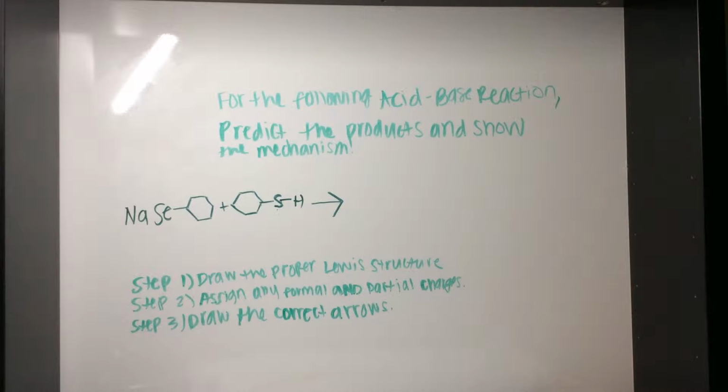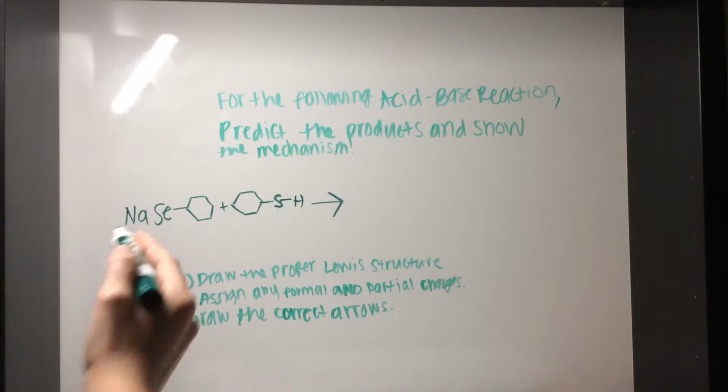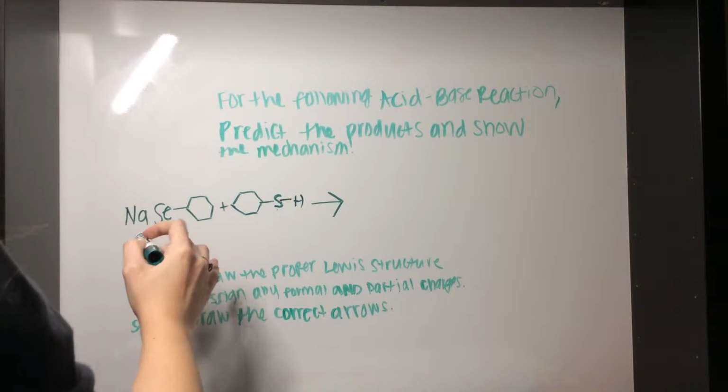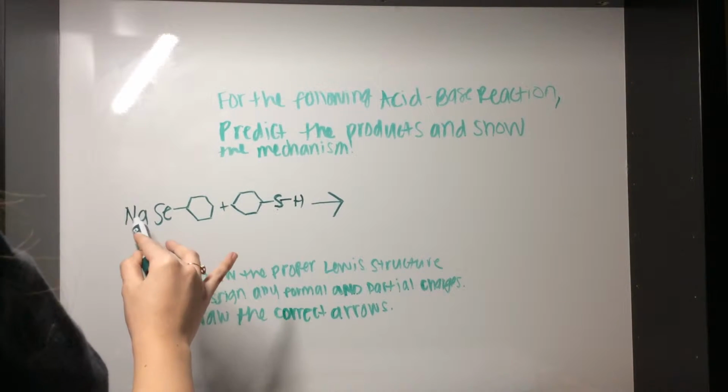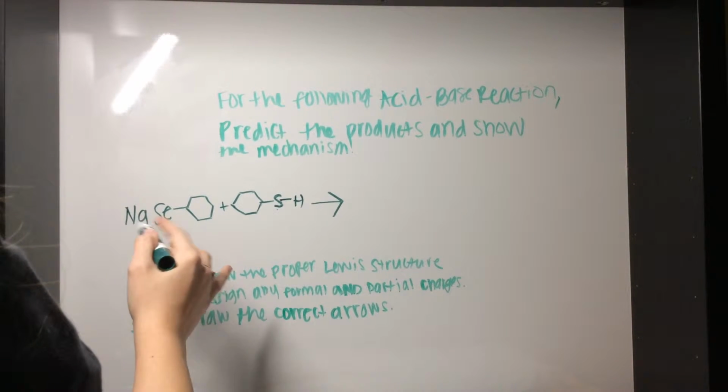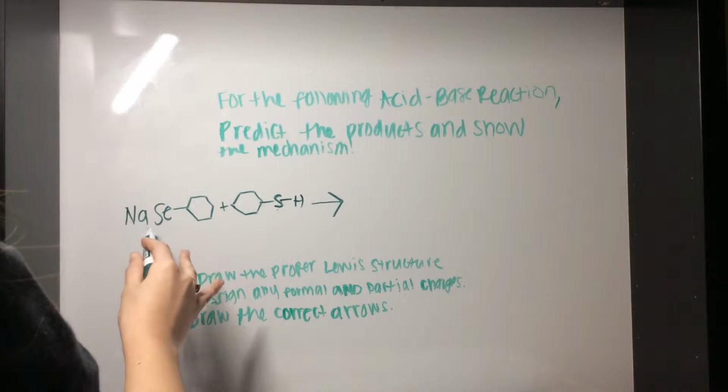So step 1 is to draw the proper Lewis structure. The Lewis structure, or the electron dot structure, shows all of the lone pairs in a molecule, and they're not always going to be given to you. So the first thing you need to do is figure out what the actual Lewis dot structure for this reactant is. For this one, we have sodium and selenium. So we have a metal and a non-metal, so we know that this is going to give us an ionic bond.